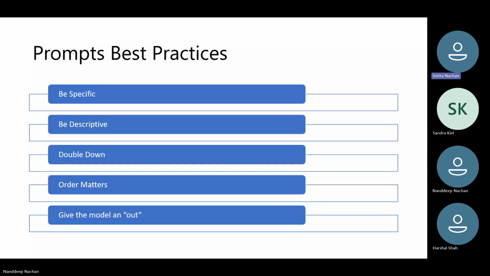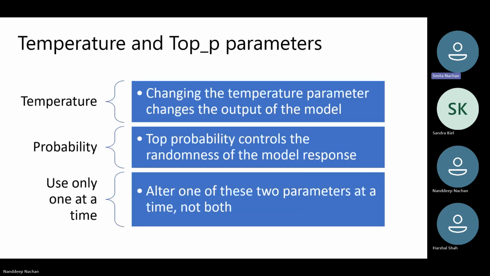So next one is give the model an out. So it can sometimes be helpful to give the model an alternative path if it is unable to complete the assigned task. Let's say, for example, when asking a question over a piece of text, you might include something like respond with, let's say, not found if the answer is not present. So this can help the model to avoid generating false responses.